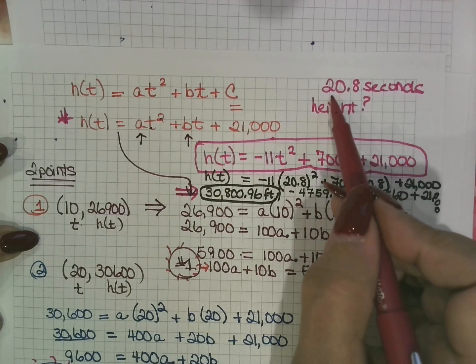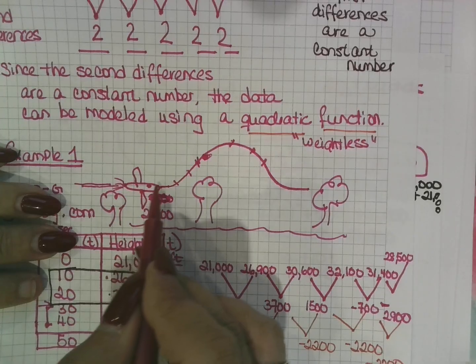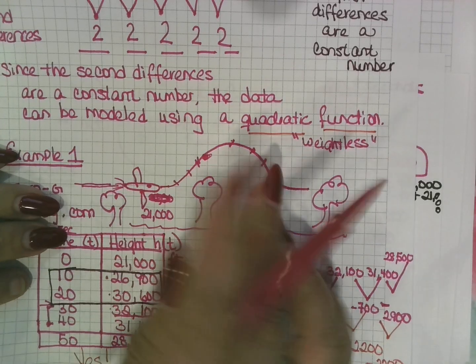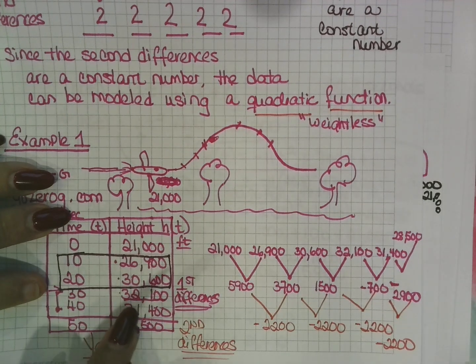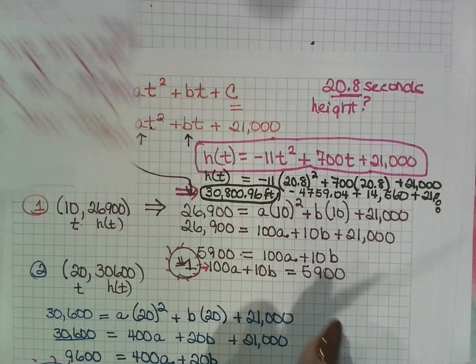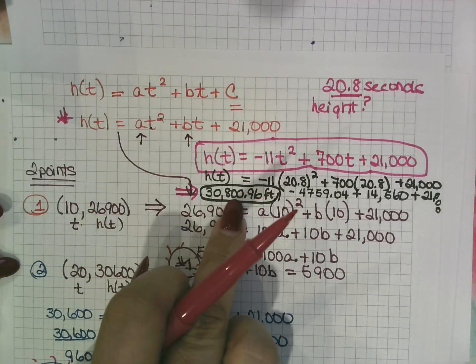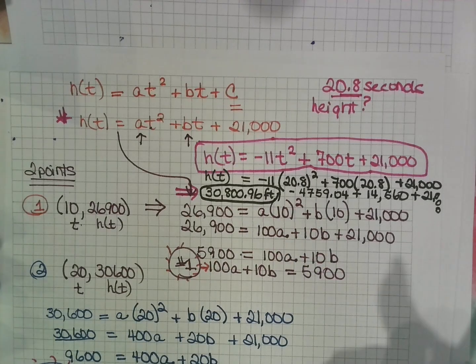So at 20.8 seconds, when people are on this plane, somewhere, I'm going to say, because it starts going down after 30, somewhere around here, the plane is going to be at 30,800.96 feet, and people are going to be floating.